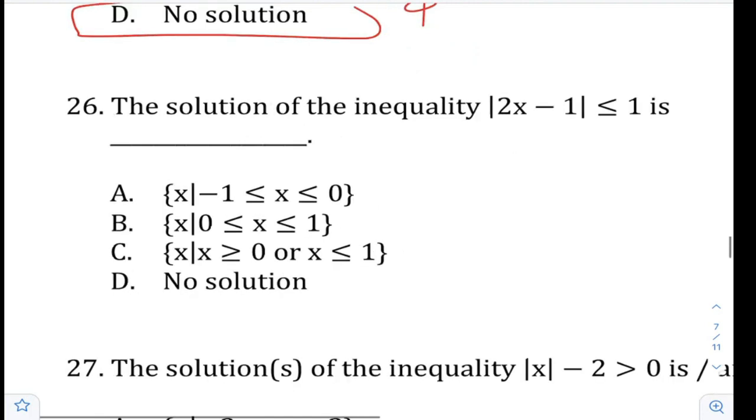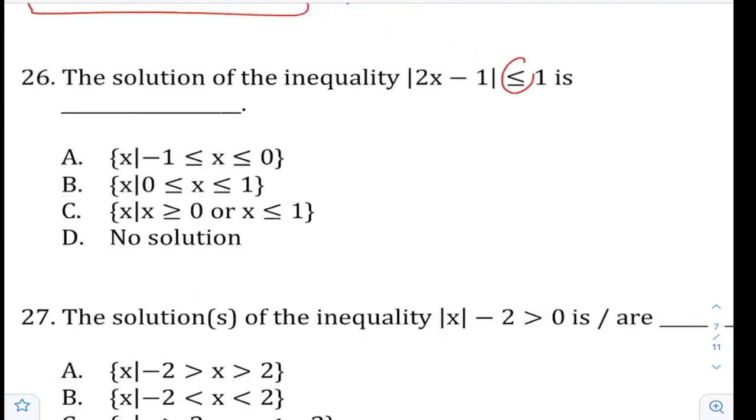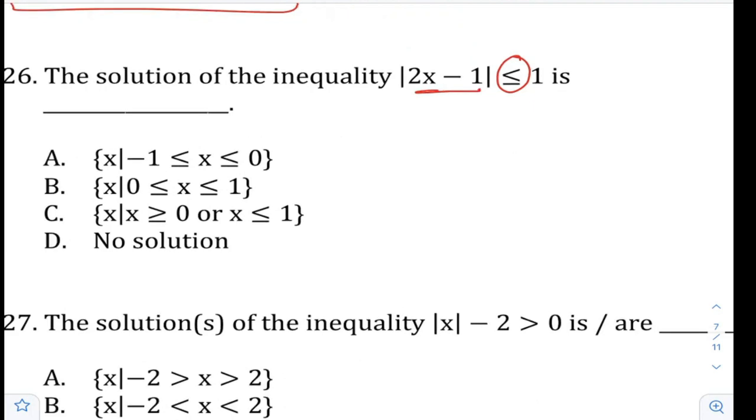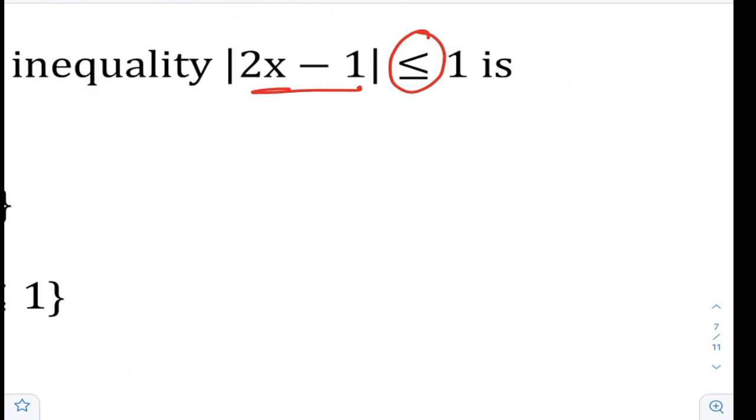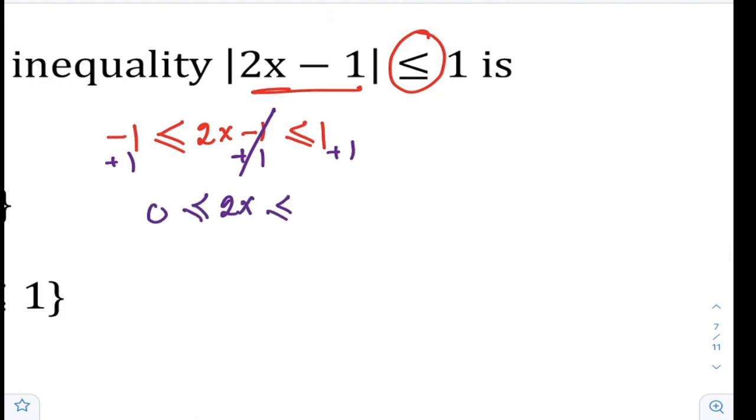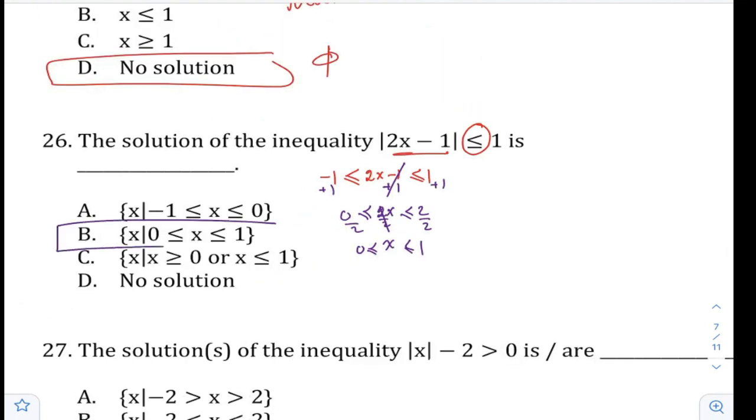You can find it also written in this way. The solution of the inequality is, this is less than or equal, absolute value. So it is an and inequality. For the and inequality, we can write it in two approaches. We can say that 2x minus 1 less than or equal to 1, and on the other side greater than or equal to -1, and solve it. I prefer this one, and I'll solve it in the other way as well. I add 1. So this will be 2x more than or equal to 0, less than or equal to 2. And when you divide everything by 2, x is more than or equal to 0, less than or equal to 1. And that means the solution is B.